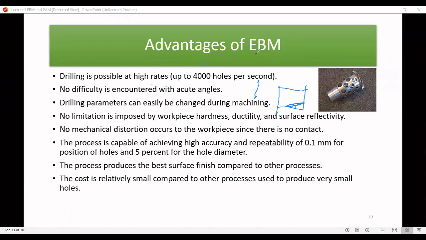Drilling parameters can easily be changed during machining. You can read the rest. I'm just looking at things that are not easy to understand.